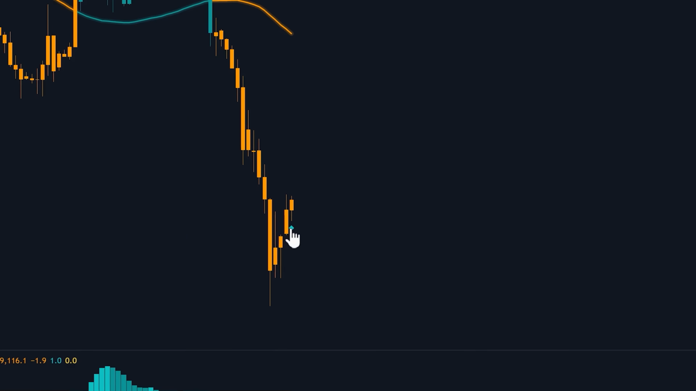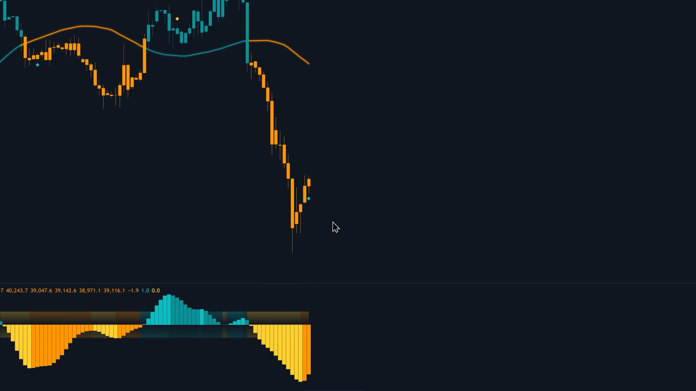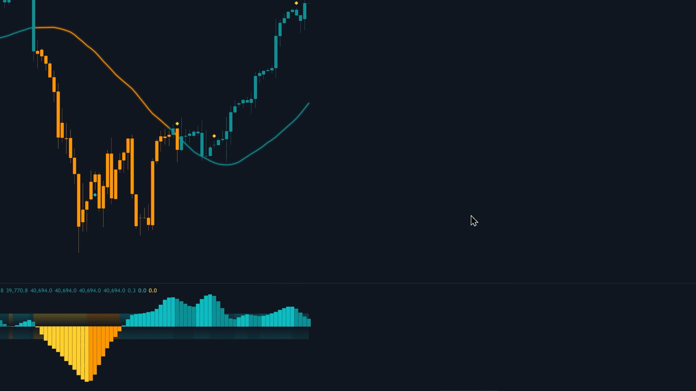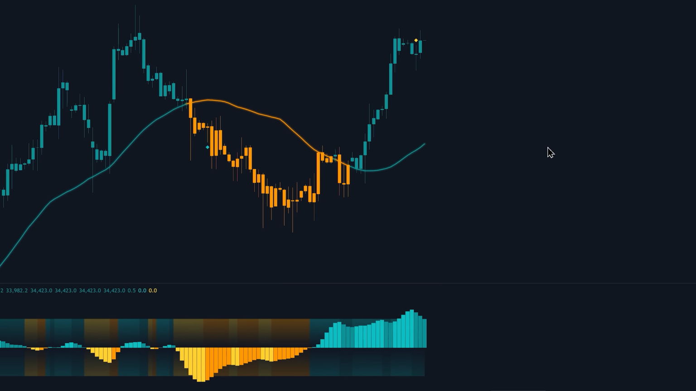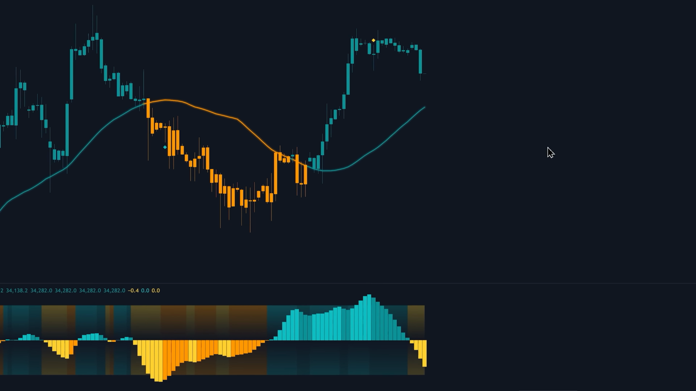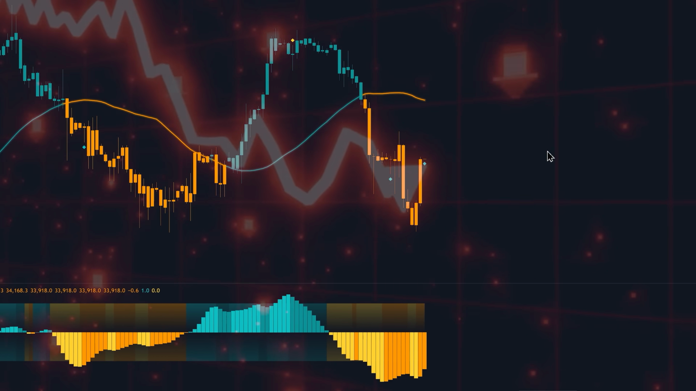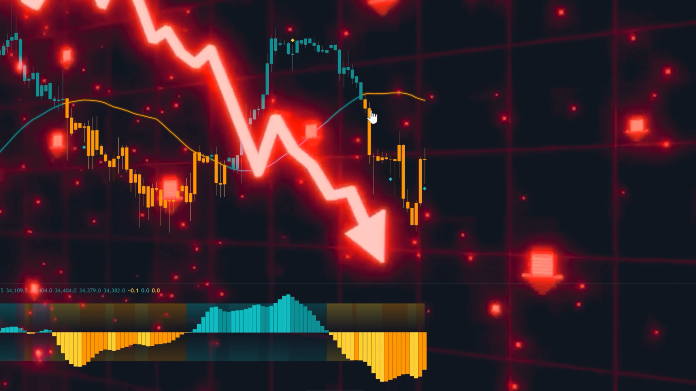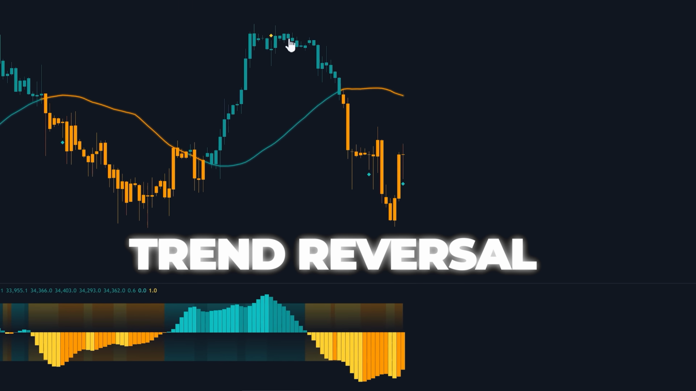This is a bullish trend reversal as indicated by this indicator. Let's see what happens. The reversal actually happened. And this is a bearish trend reversal as indicated by the same indicator. Let's see what happens. The price went down.